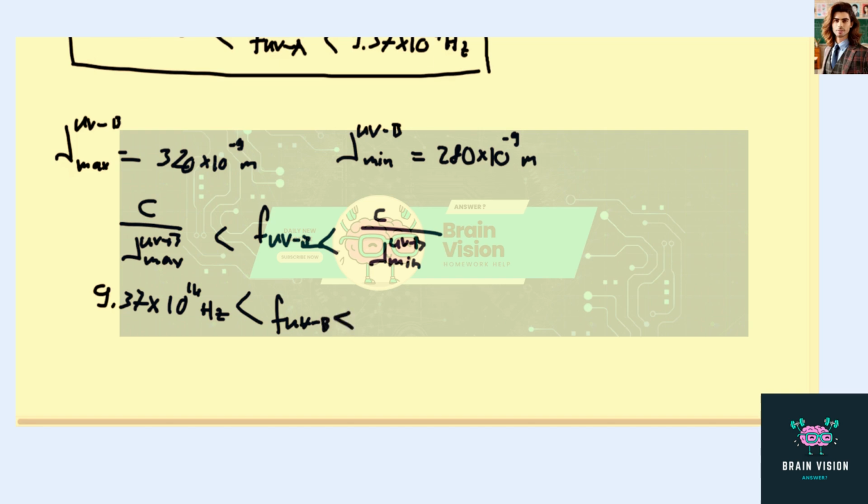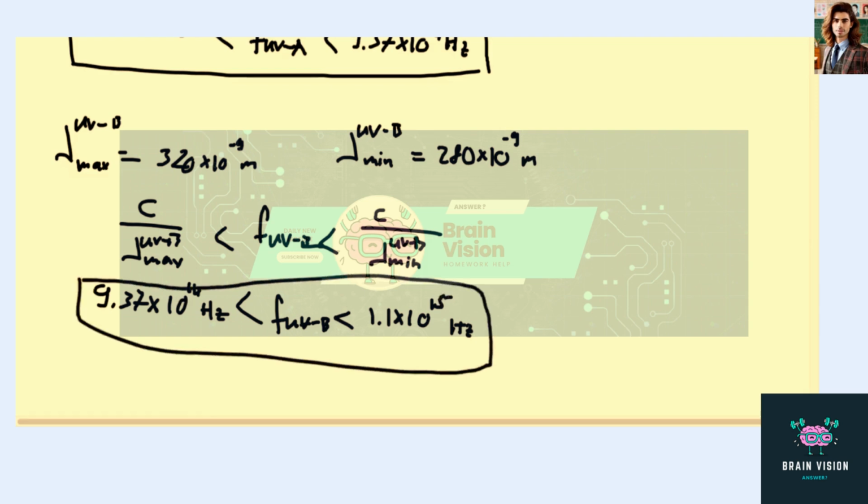radiation, whereas the maximum frequency works out to be 1.1 times 10 to the 15 hertz. And so this is the band of frequencies for UVB radiation.